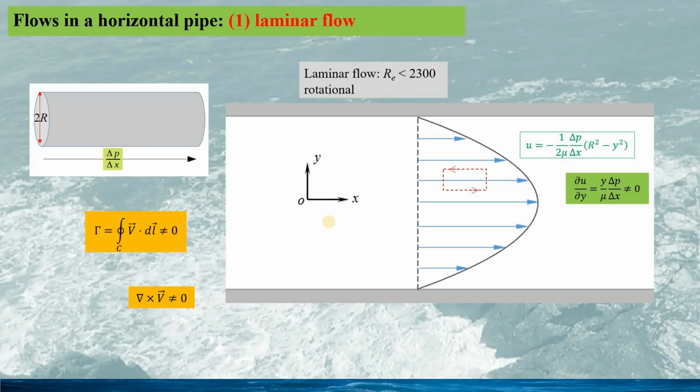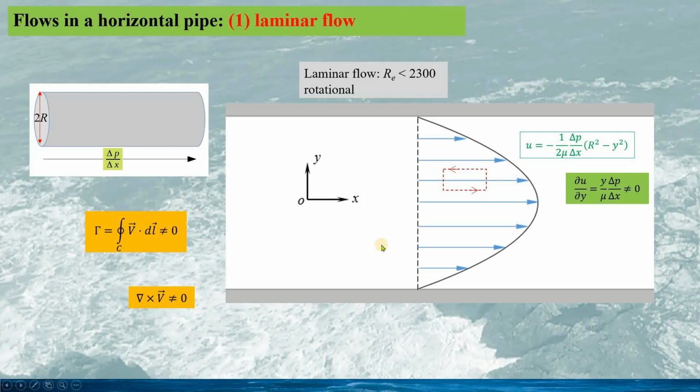We can also check the curl of the velocity vector v. Again, this would be non-zero because there is only one non-zero velocity gradient given in here. So in this example, the curl of the velocity vector would be non-zero. However, if we look at the special position at the center of the circular pipe, where y is 0, in that case, we can obtain the curl of the velocity vector is 0.